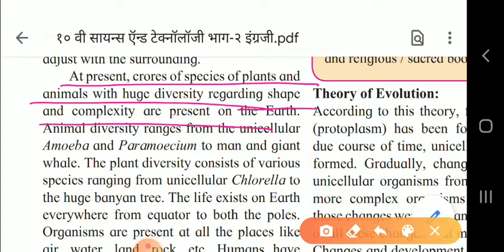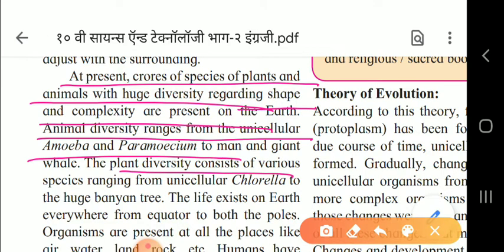Like we can say that it ranges from the unicellular organisms like amoeba, paramecium, etc., to man and the giant whale, the same way up to the elephant also. The plant diversity consists of various species ranging from the unicellular plant like chlorella to the huge banyan tree. Life exists on the earth everywhere, from the equator to both the poles.